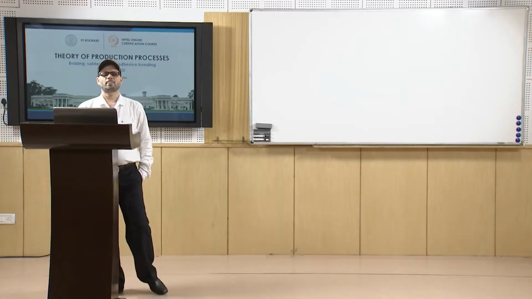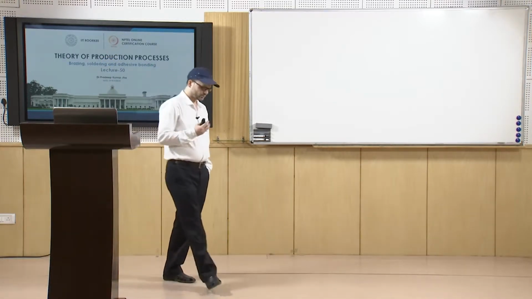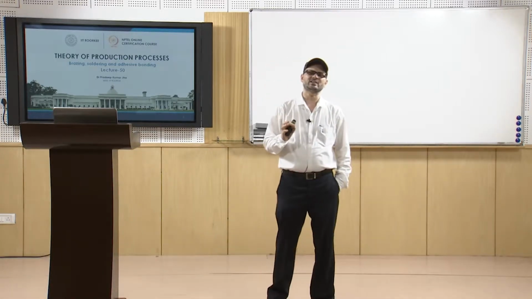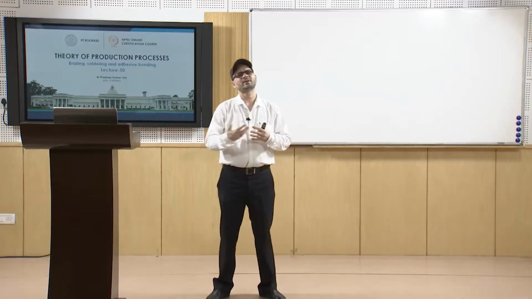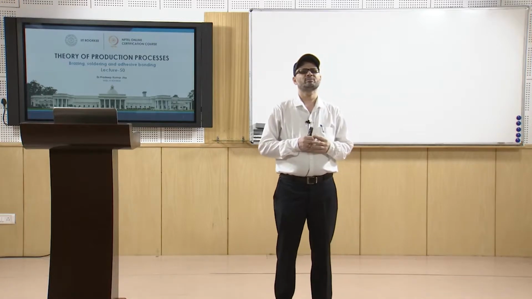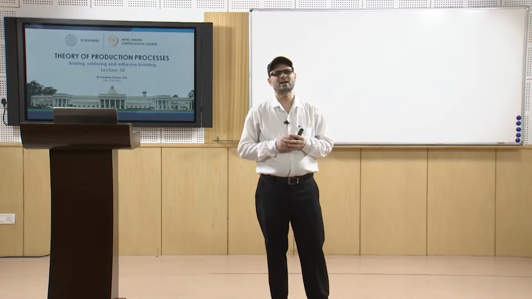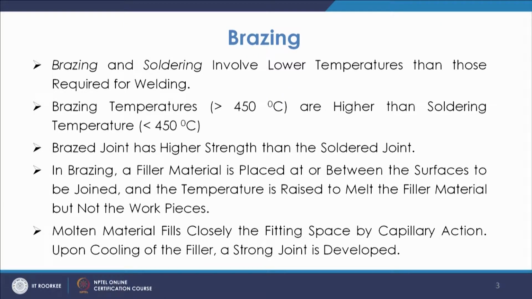Now, coming to the first case, brazing and soldering. In both cases, as we know, the filler metal is not the same as the parent metal. Normally the filler metals are different. In both brazing and soldering, the melting point of the parent metals is normally higher than the melting point of the filler metals. They differ only by the filler metal which is used: in brazing it is braze alloy, and similarly in soldering it is solder alloy.